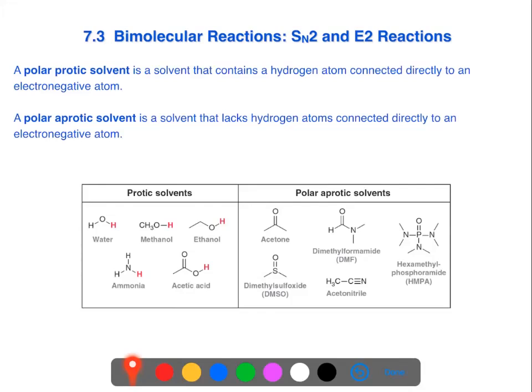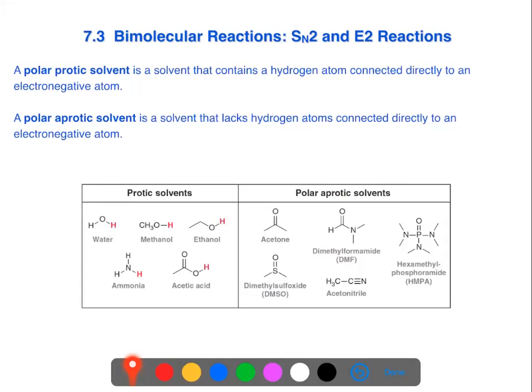Well, when you have a hydrogen atom attached to an electronegative atom, it allows for potential hydrogen bond formation with other species. And so polar protic solvents are good hydrogen bonding solvents. They will bind to nucleophiles through a hydrogen bonding type network. Whereas polar aprotic solvents, because they lack a hydrogen attached to an electronegative atom, are not involved in any kind of hydrogen bonding.